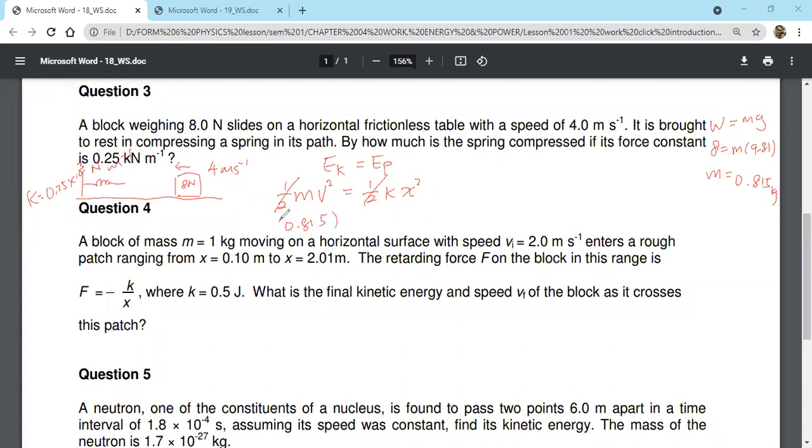0.815 kg times the speed 4 m/s squared equals k, 0.25 times 10 to the power 3, times x squared. So how much is x? I get that it will be equal to 0.22 meters.